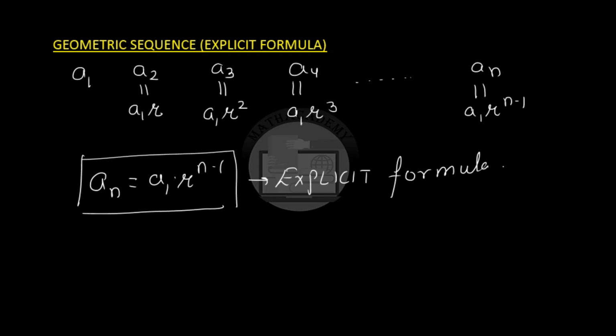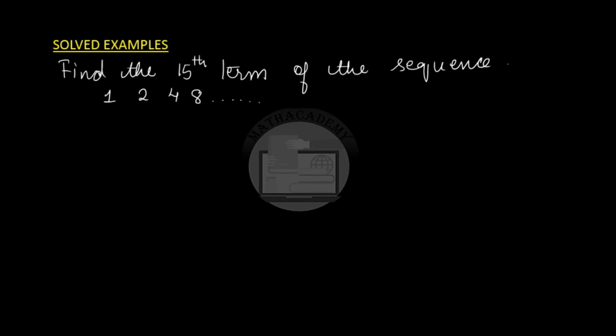Okay, let us do one example. Find the 15th term of the sequence 1, 2, 4, 8 and so on. So our first term a1 is 1. The common ratio r is given by 2 over 1, which is 2. It is a geometric sequence. The consecutive terms are obtained by multiplying 2 to the previous term. So that becomes a common ratio.